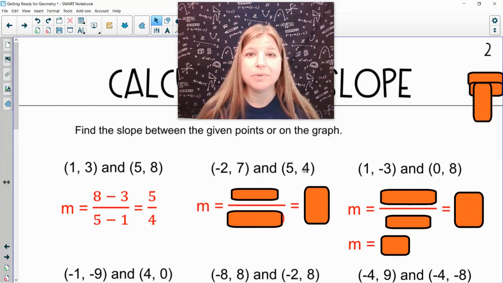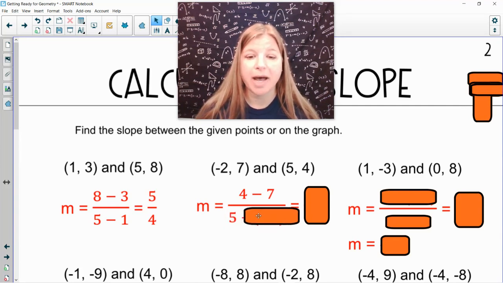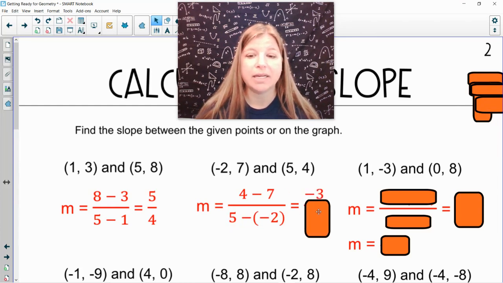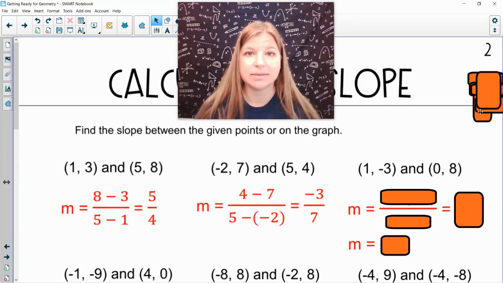I'm doing y sub 2, so my y sub 2 is 4, minus my y sub 1, which is 7, so 4 minus 7. And in the denominator, I do x sub 2, 5, minus my x sub 1, which is negative 2. So that would look like 5 minus negative 2. 4 minus 7 is negative 3. 5 minus a negative 2 really means to do 5 plus 2, which is 7. And so my slope is negative 3/7.